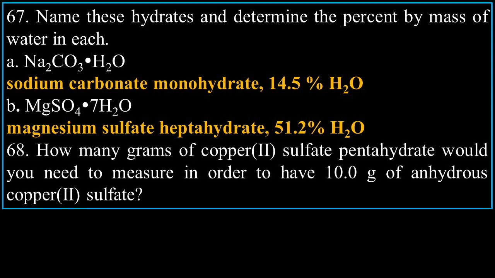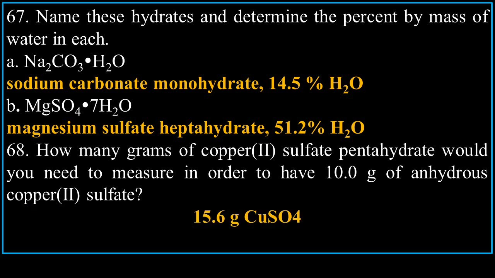How many grams of copper 2 sulfate pentahydrate would you need to measure in order to have 10 grams of anhydrous copper 2 sulfate? 15.6 grams copper 2 sulfate pentahydrate. Now remember, the copper 2 sulfate pentahydrate is blue. It's a beautiful dark blue crystal. And then the anhydrous form is going to be a white powder. And when you put the water back in, it's very exothermic.